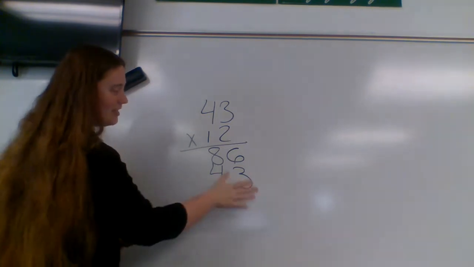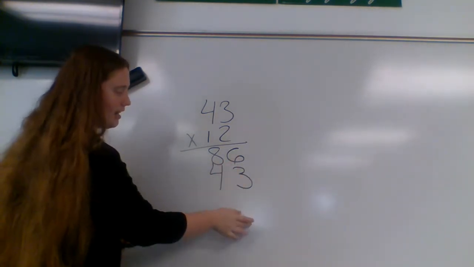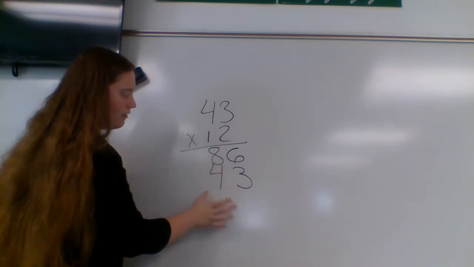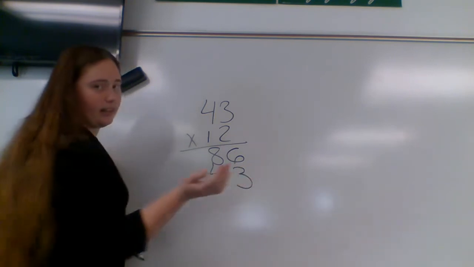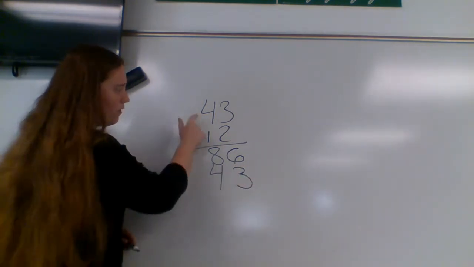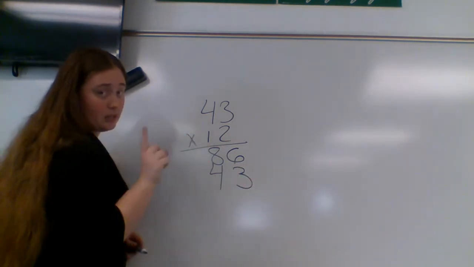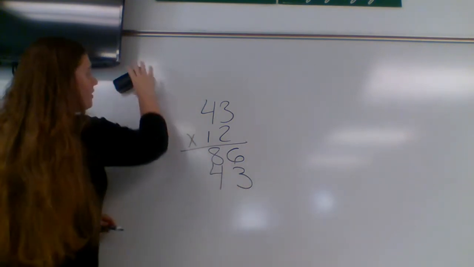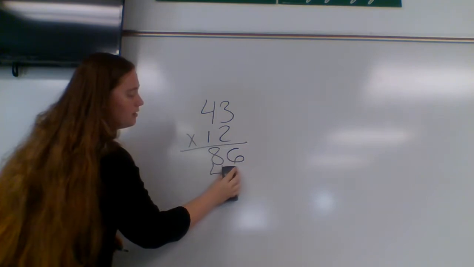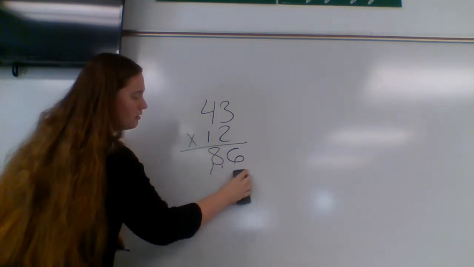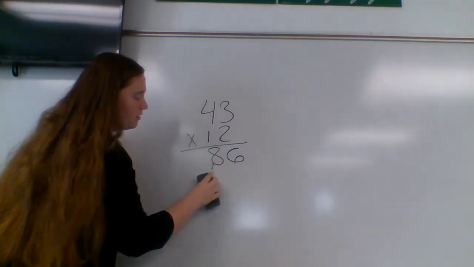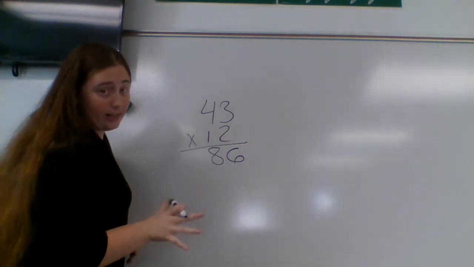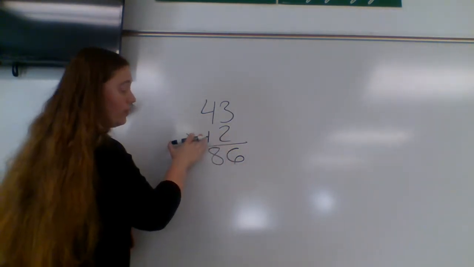If I were to add this together, I would get 6 plus 3 is 9, 8 plus 4 is 12. So it would be 129. And that's not what 43 times 12 is. So make sure you're watching yourself with that. Make sure you put your 0 right here. So let's erase this and let's try again.